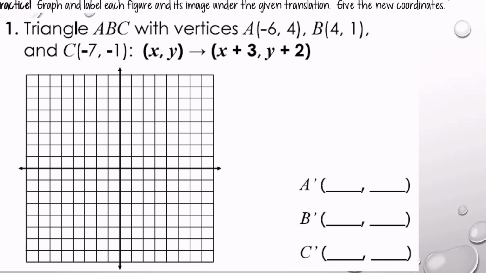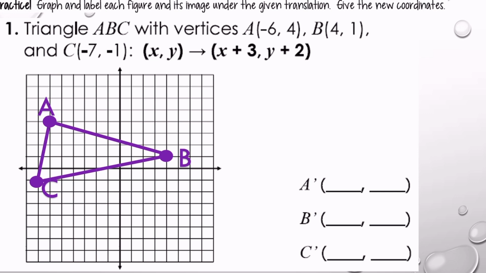So let's see what that looks like, okay? We're always going to graph our pre-image, okay? So if I graph point A, I'm going to go left 6, up 4, and label it. Then I'm going to go right 4, up 1. There's my B. Finally, left 7, down 1 is my C. We connect in alphabetical order. Remember that?